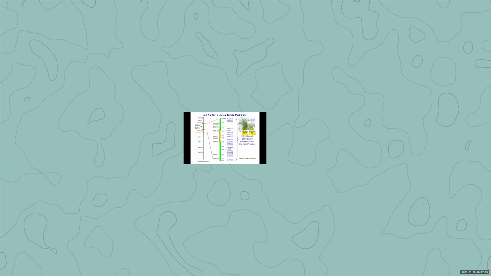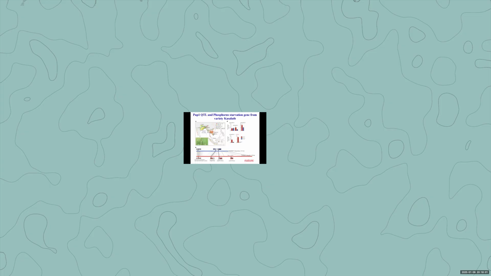This particular one is again the Saltol locus, which is related to salt tolerance. If this locus is present, the plant can sustain high salt concentration in the soil, but otherwise normal varieties which are sensitive to salt will die.